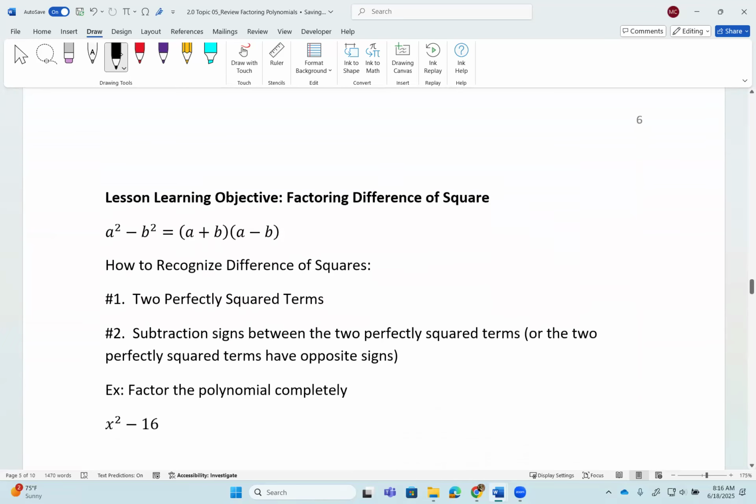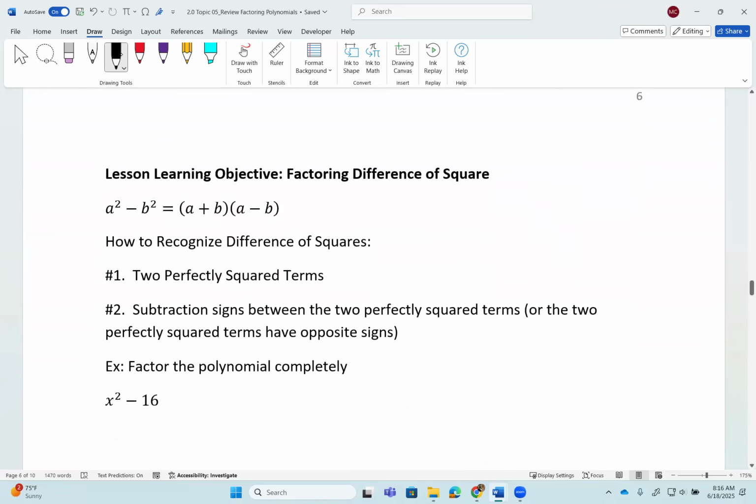Another type of factoring problem I want to introduce is factoring the difference of squares. Okay, so we talked about difference of squares back in topic number 4, how to recognize the difference of squares problem. So now we're just looking at it backwards. The reason why these types of problems are called difference of squares, difference means subtraction of two perfectly square terms. Okay, so how do you recognize difference of squares?